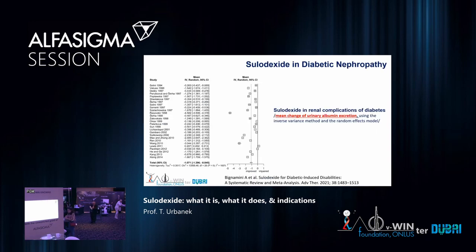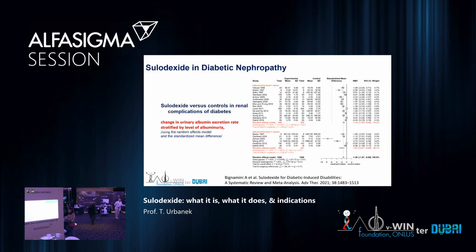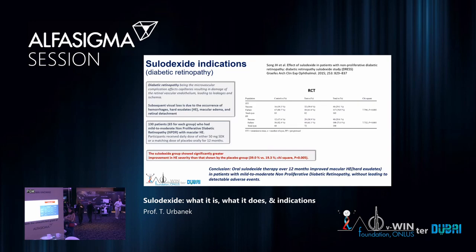Diabetic nephropathy, one more important indication. We know that these patients are very problematic and difficult to treat. Sulodexide, according to this meta-analysis, as well as the number of performed studies, can decrease the urinary albumin excretion, and this concerns both situation, patients with micro and patients with macro albuminuria.